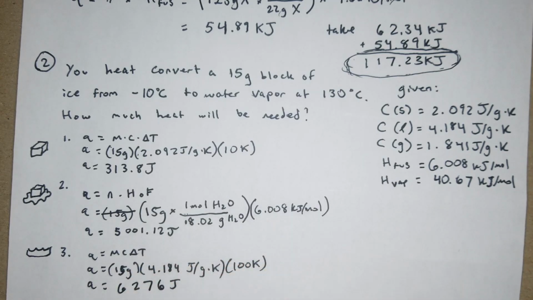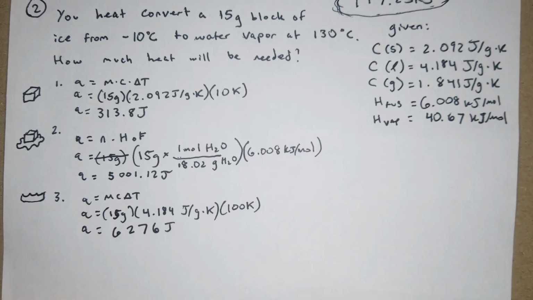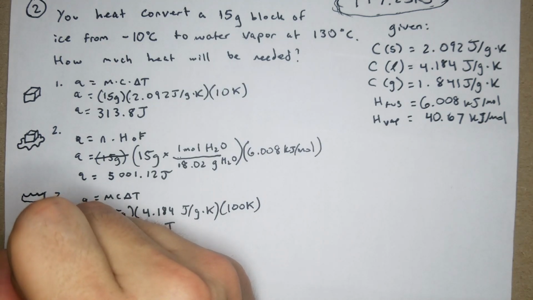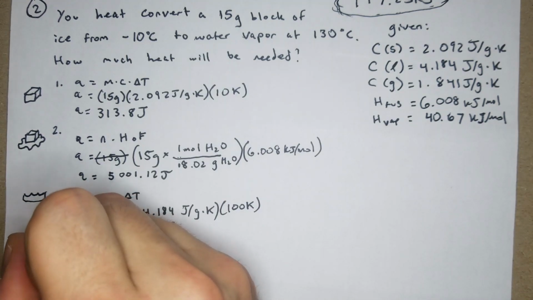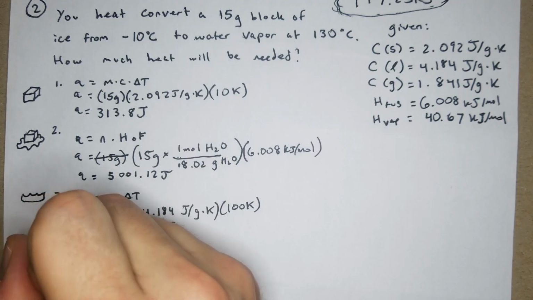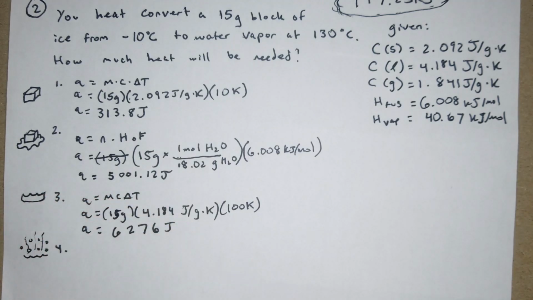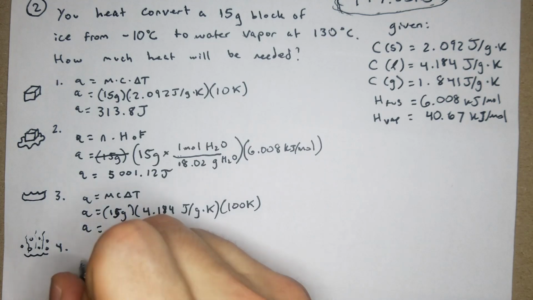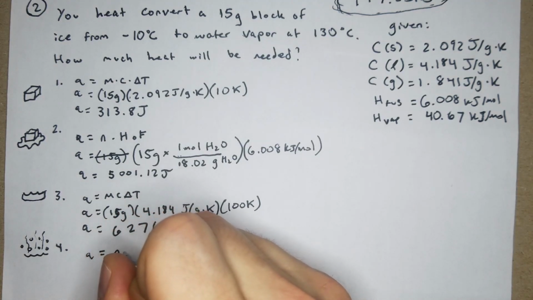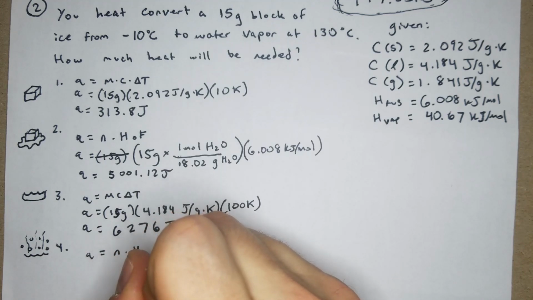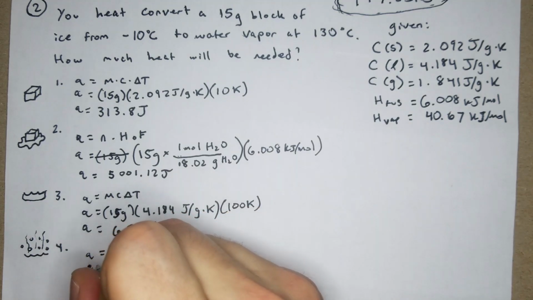6276 joules. Again, we're going to worry about that just a little bit at the end. Now we're going to have some bubbles there, some boiling water. It's getting there. Now we have Q equals n times the heat of vaporization.